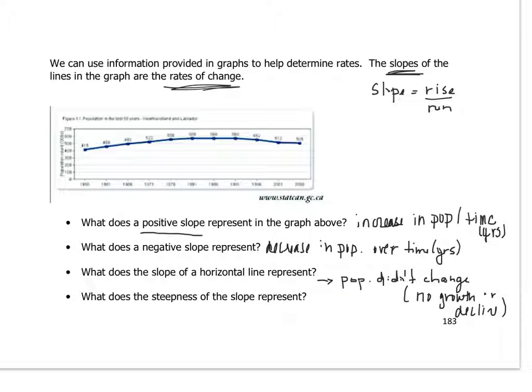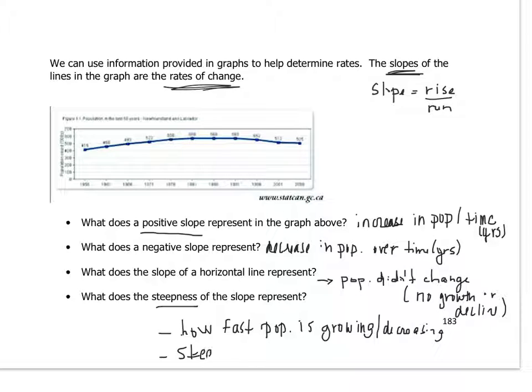Just stayed the same. What does the steepness of the slope represent? The steepness tells you how fast the population is growing or decreasing. The steeper the slope, the faster the rate.